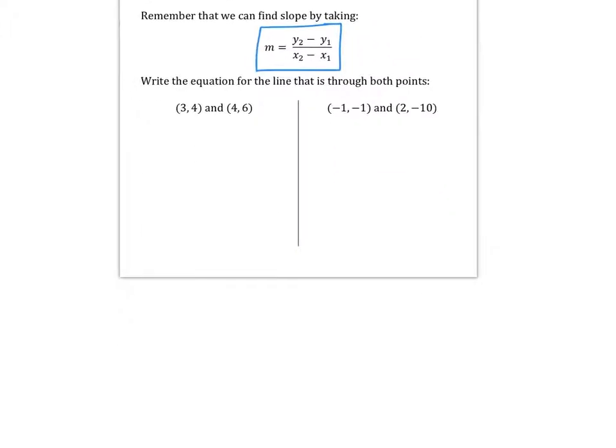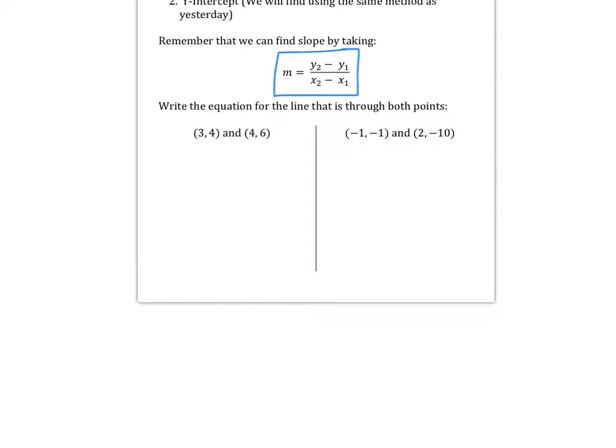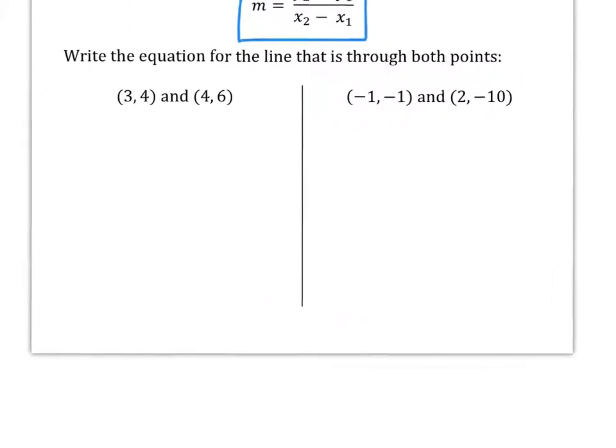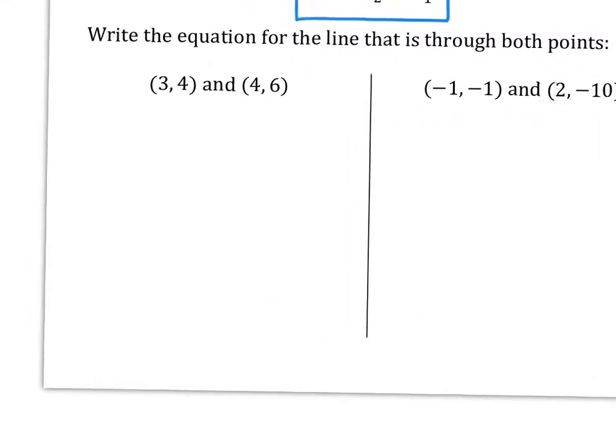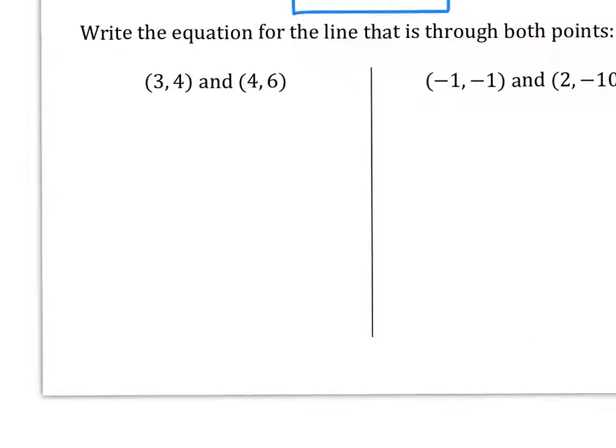Okay, so let's write the equation for the line that passes through both points. As we look at this first one, we have (3, 4) and (4, 6). So let's go ahead and label. I'm going to label x1, y1 for the first ordered pair given, and x2, y2 for the second ordered pair given. Now you may recall doing this when we went through the lesson of finding slope between 2 points, and that's exactly what we're going to do here as well.